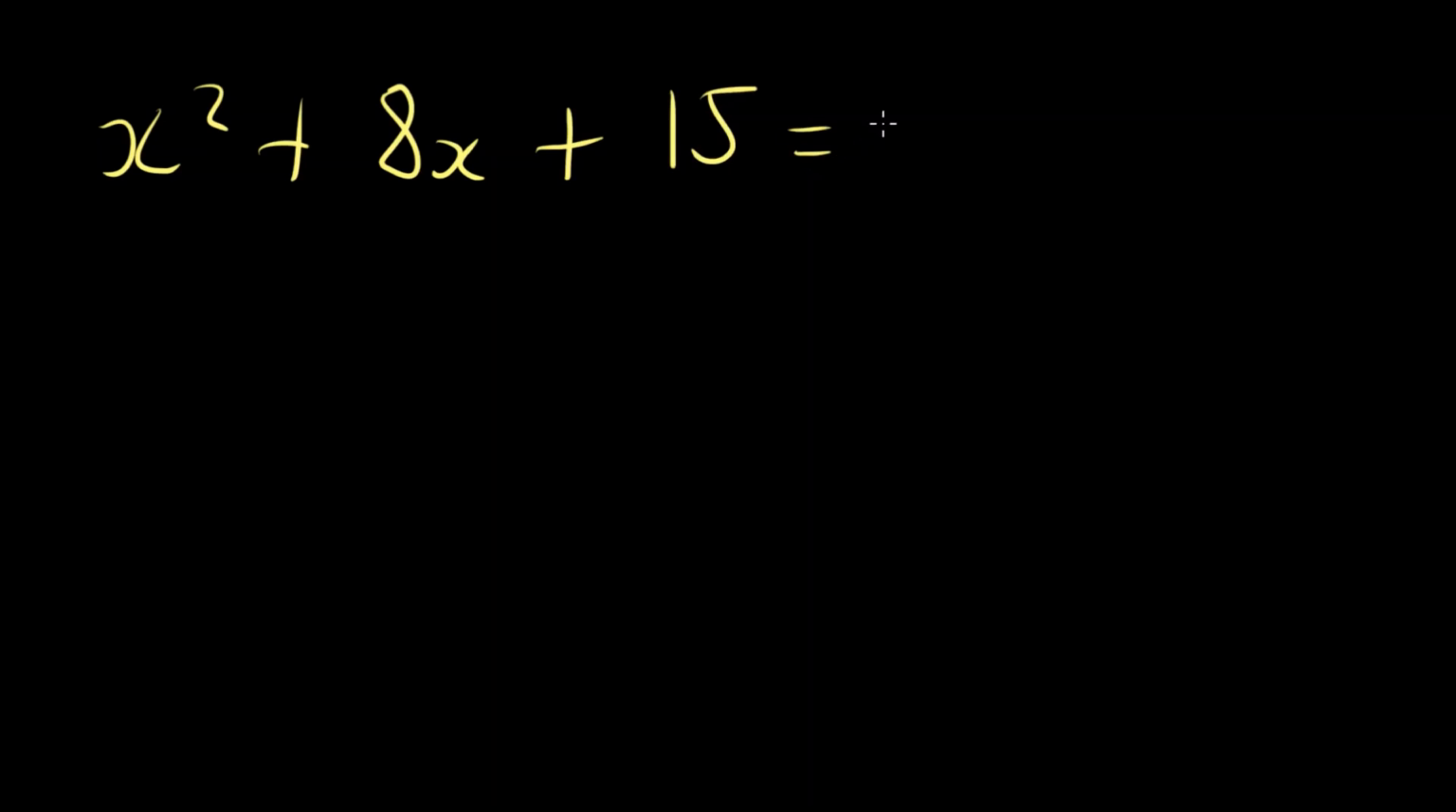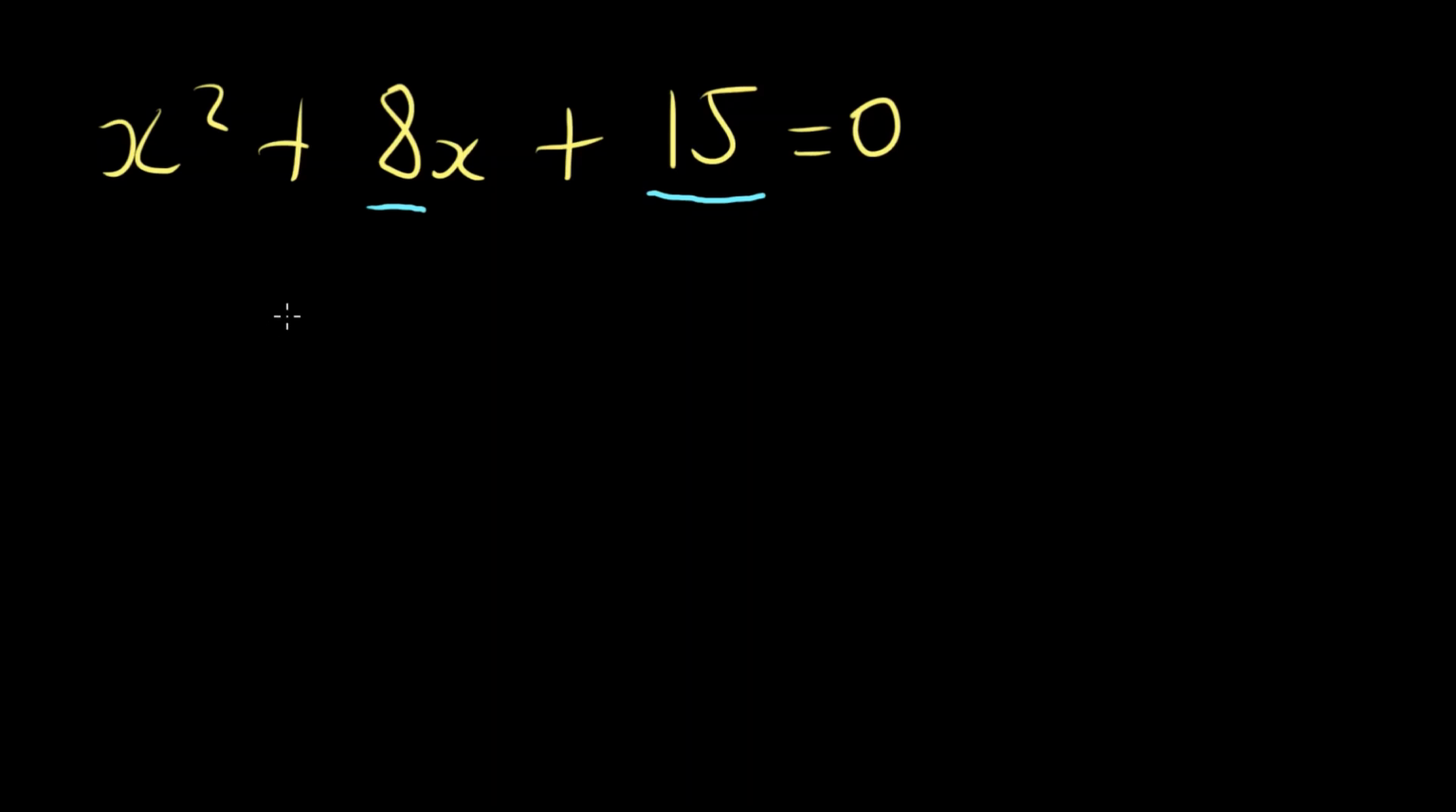The first problem, x squared plus 8x plus 15 equals 0. Okay, this is a rather trivial question, but it's to learn the foundation, learn the basics. So, what do we need to do? Well, the key here is to find two numbers that multiply to get 15 and add to get 8. Right? So can you think of two numbers that multiply to get 15?